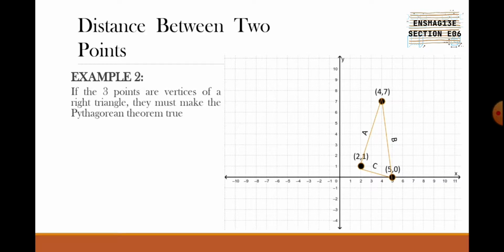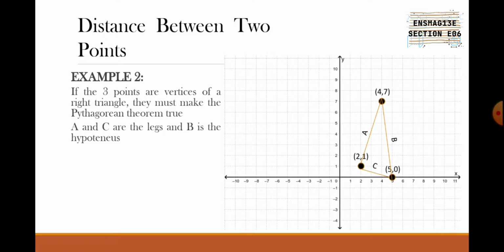If the 3 points are vertices of a right triangle, they must make the Pythagorean theorem true. So in our example here, we will determine first which of the 3 sides are the legs and which one is the hypotenuse. So considering the values of our answers, which of these 3 has the longer length? Well, obviously, it is the line B, the one with the length 5 square root of 2. So, your line B is the hypotenuse, and your A and C are the legs.